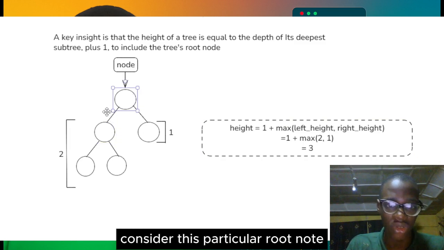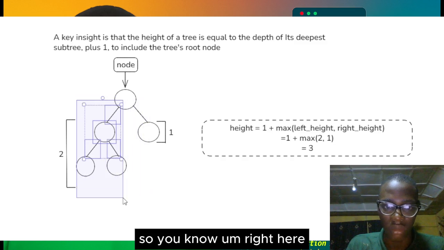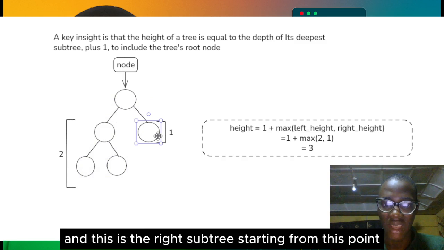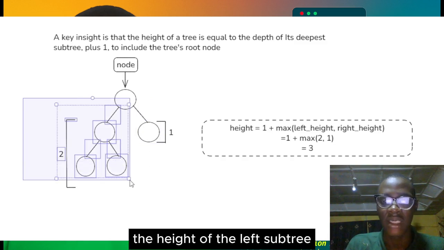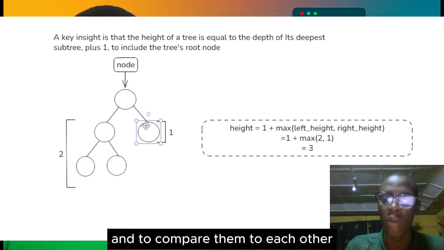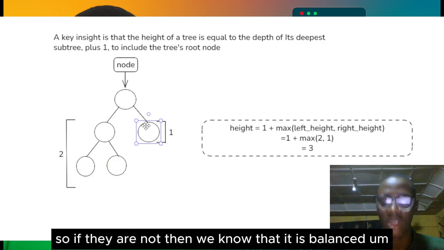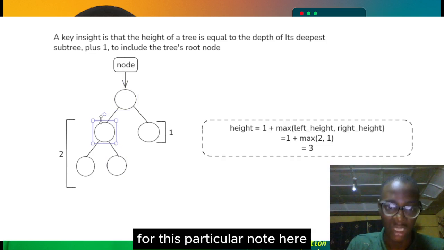Consider this particular root node now. This is the left subtree right here, so you start from this point, right? And this is the right subtree starting from this point. So all we need to do is use the formula to calculate the height of the left subtree and the height of the right subtree and compare them to each other, to see if the difference is not greater than 1. If it is not, then we know that it is balanced. And just like we do for this root node, we're going to repeat the same thing for this particular node here.